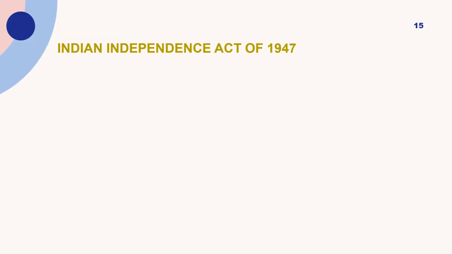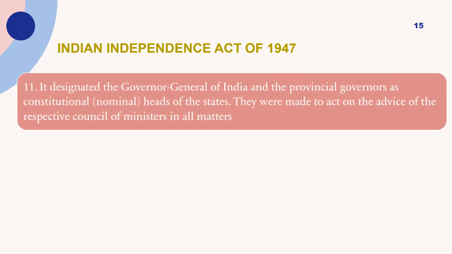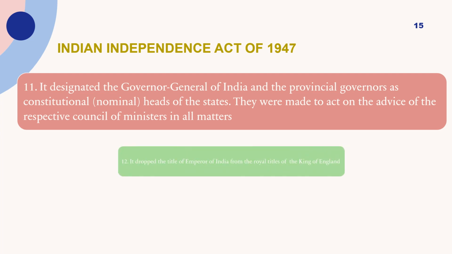This act designated the Governor General of India and provincial governors as the constitutional head of the state. They were made to act on the advice of the respective Council of Ministers in all the matters. This act dropped the title of Emperor of India from the royal titles of King of England.